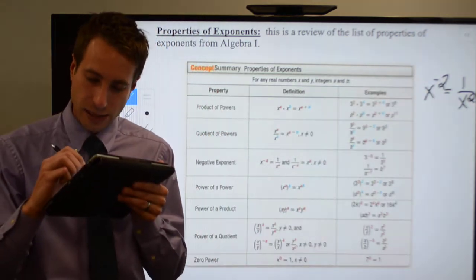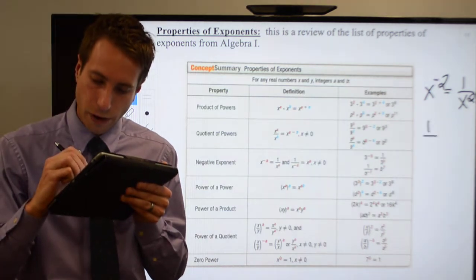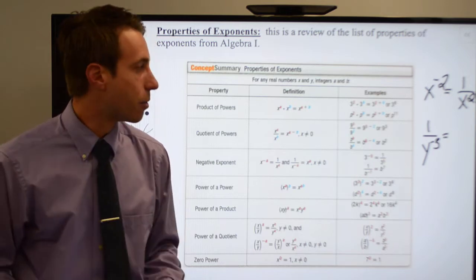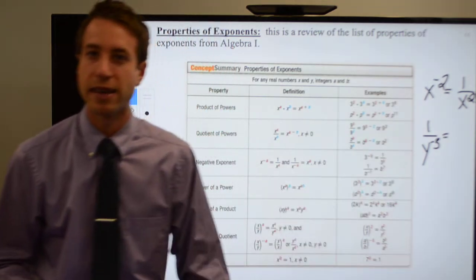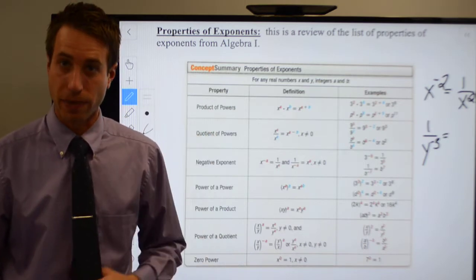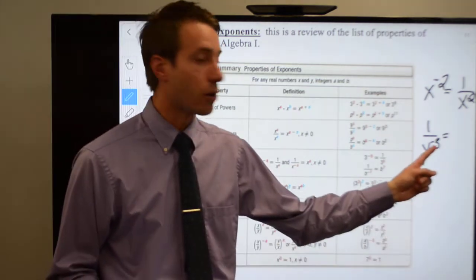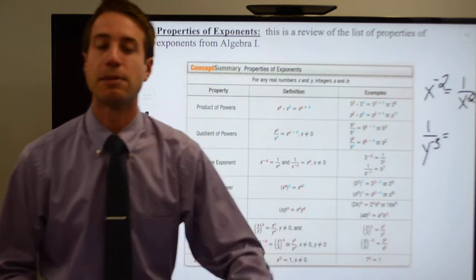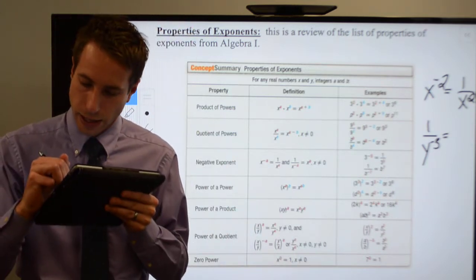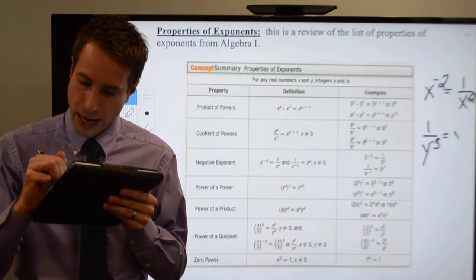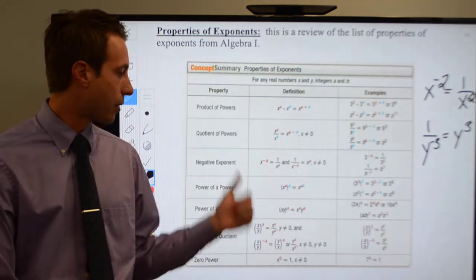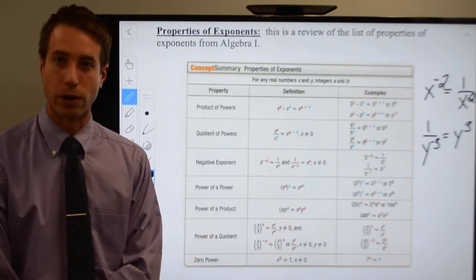If I had 1 over y to the negative third power, well, this property says you could go the other direction. If I want this exponent to be positive, I simply bring the y cubed to the numerator and change the sign of the power. So I now have y to the positive third power. This is the negative exponent property.